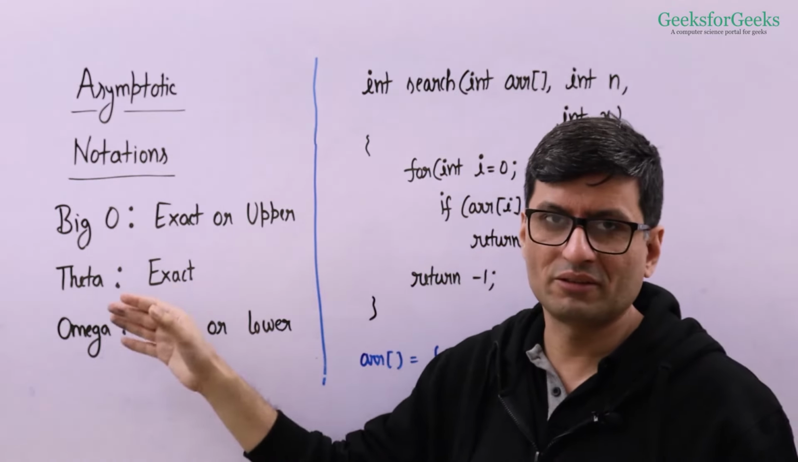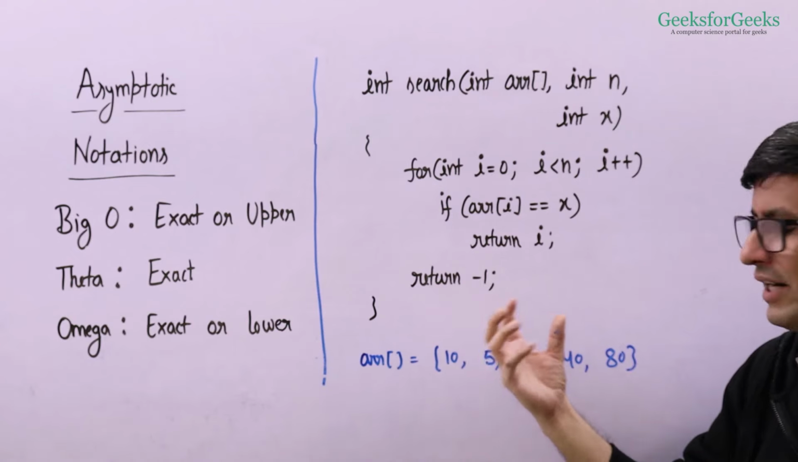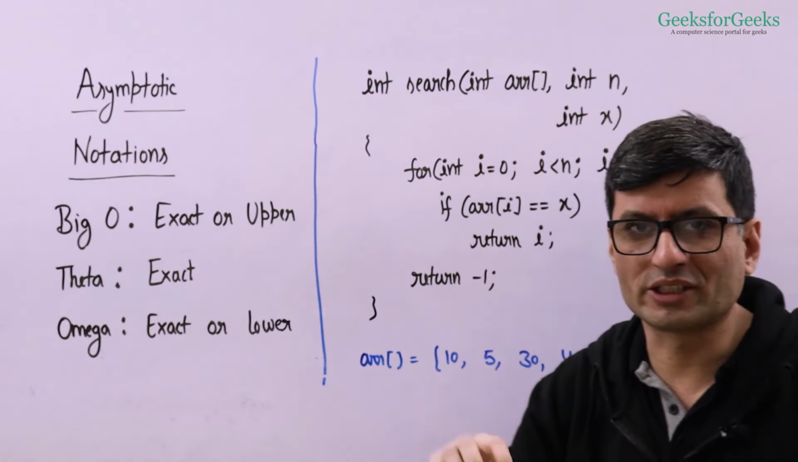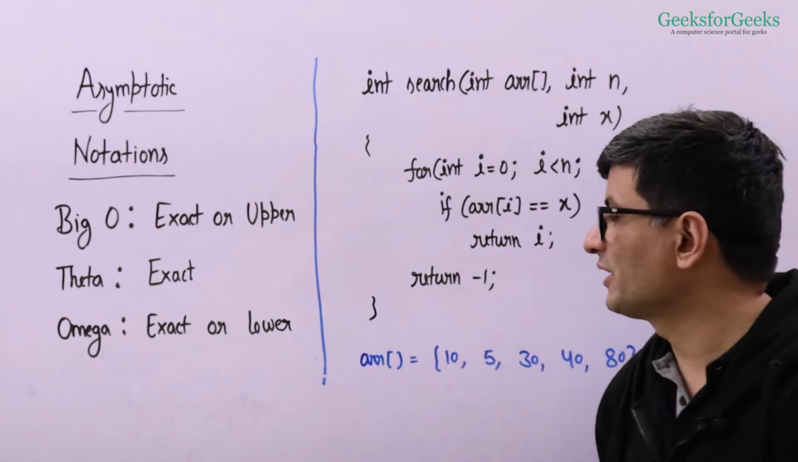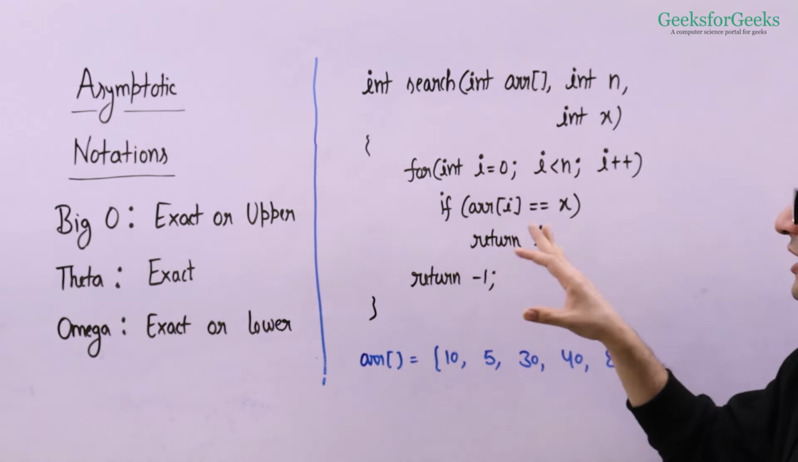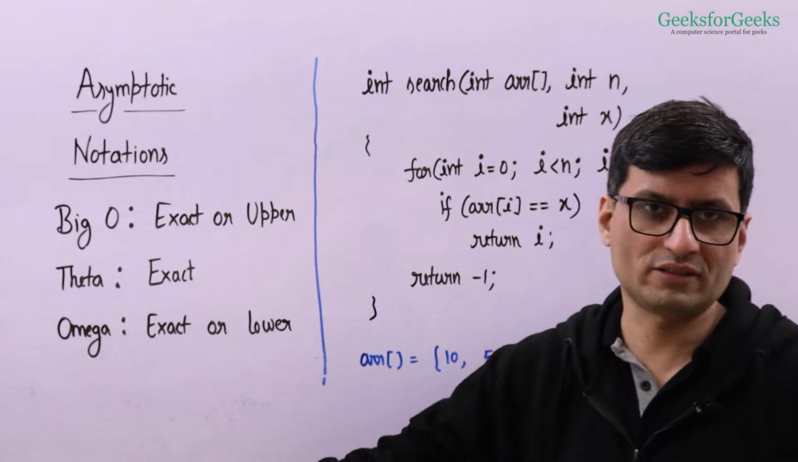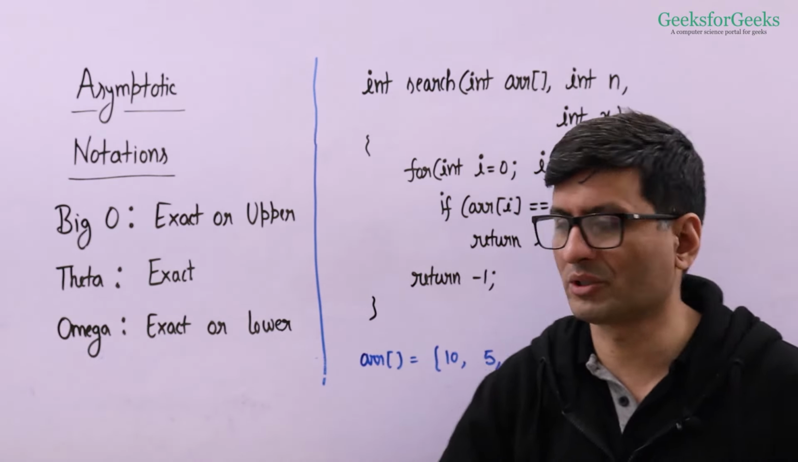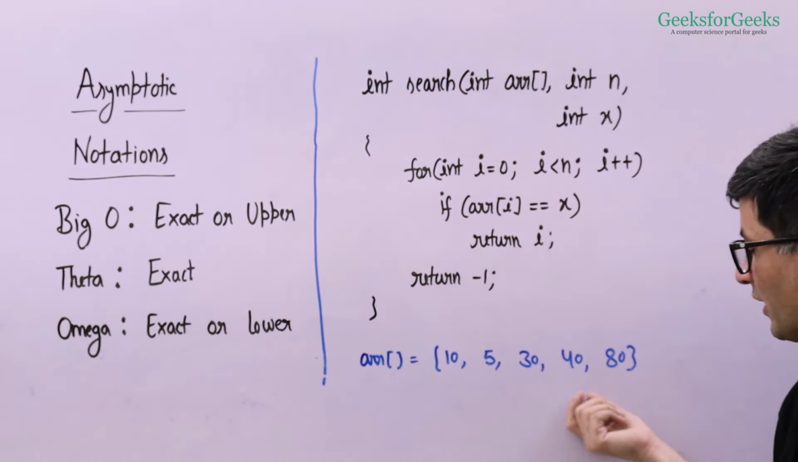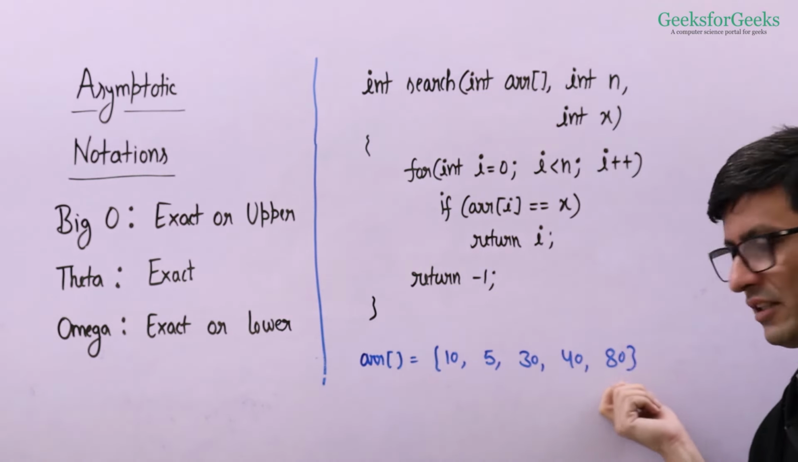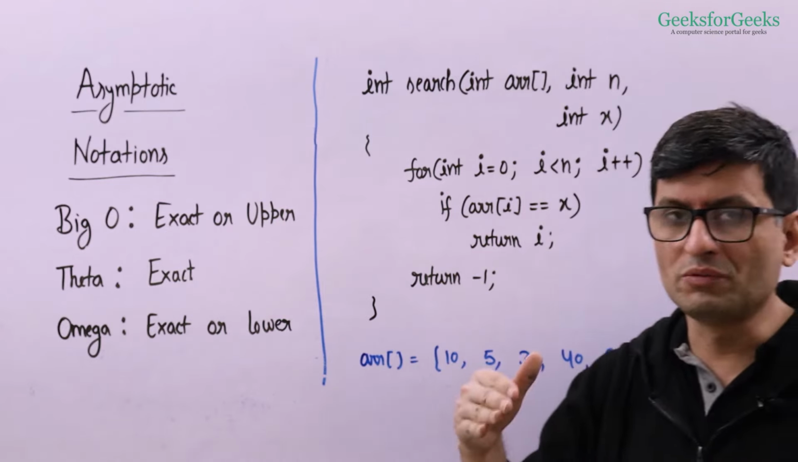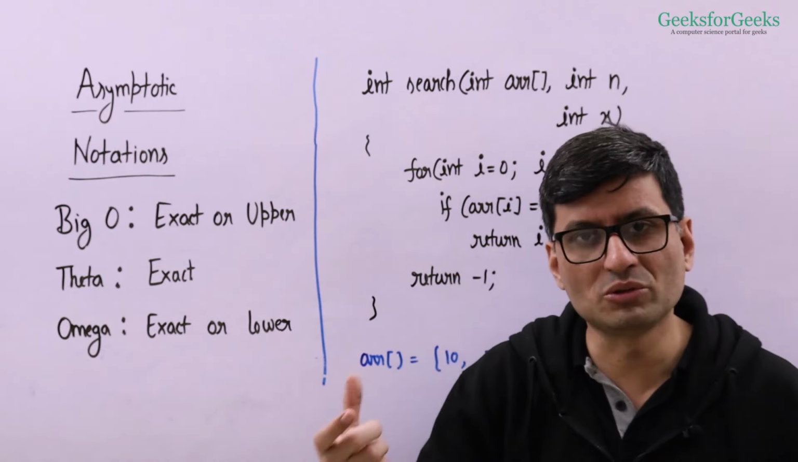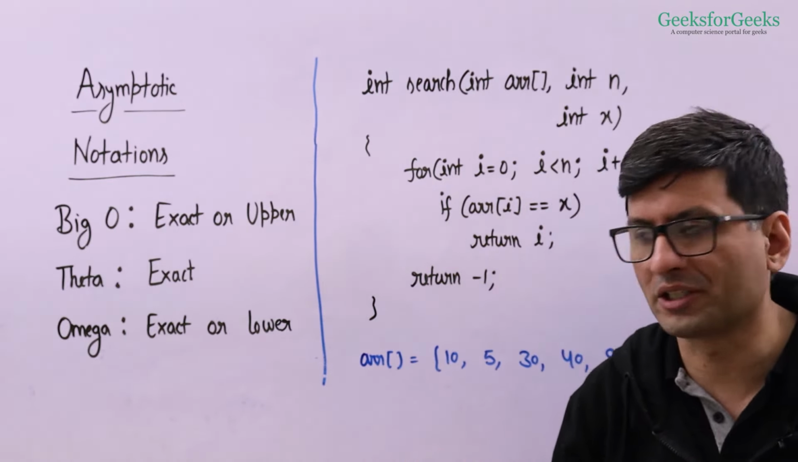Theta means exact. For this algorithm, I can't represent the time complexity using theta notation in one line. If I use theta notation, then I'll say this algorithm takes theta n in the worst case, right? That's what I can say about this algorithm, because in the worst case, when an element is not present, it has to traverse till the end, and then it has to realize that the element is not present, right? So in the worst case, it's theta n. I'll have to use the words worst case when I'm using theta notation.